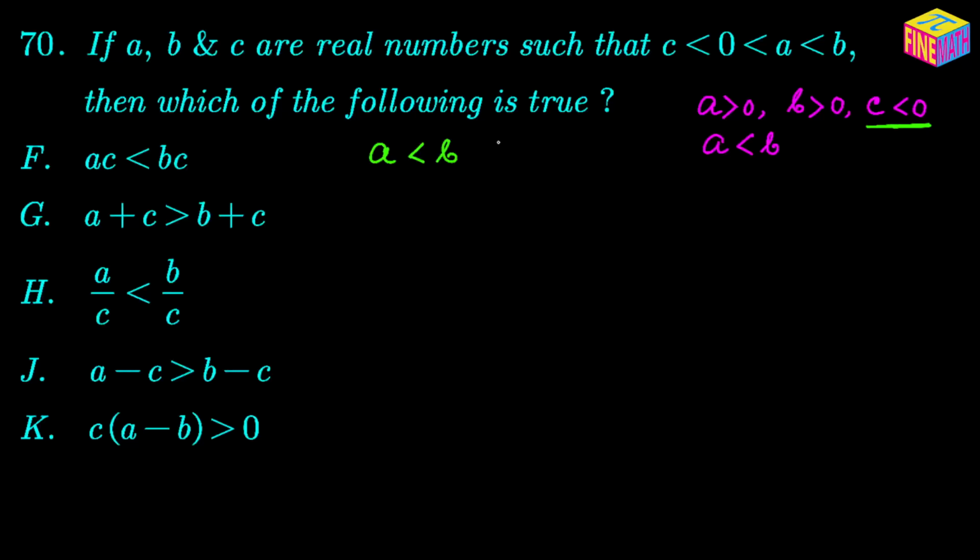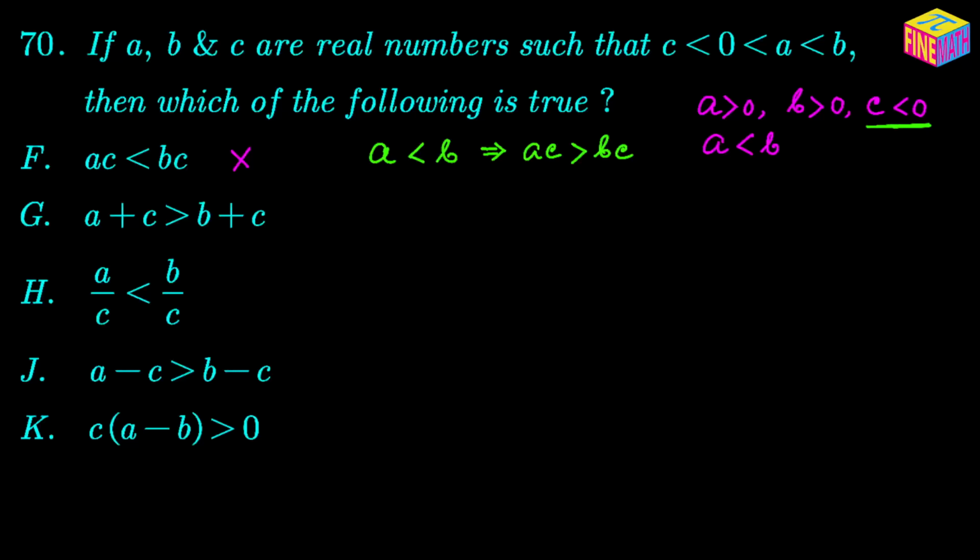So from here, what can we say? Well, if we multiply both sides by C, then the inequality sign should flip. That means AC will become greater than BC. I mean, A times C will be greater than B times C. So our first statement here is not true, meaning the first condition provided under option F is not true. So I'm going to put a cross mark there. So that is not true.